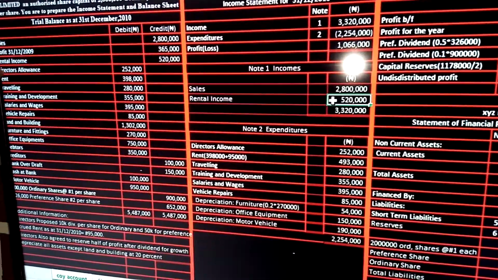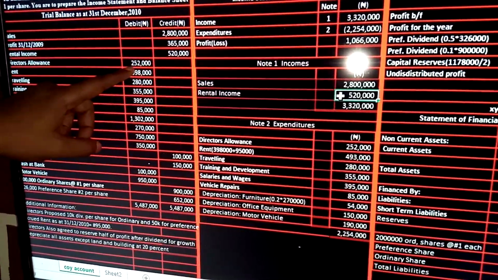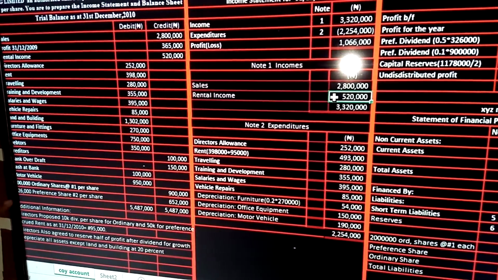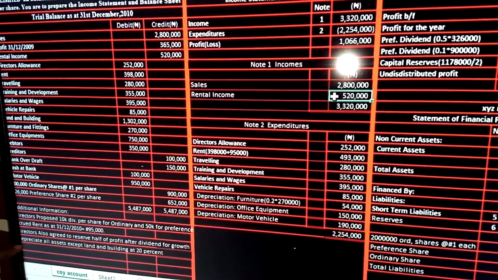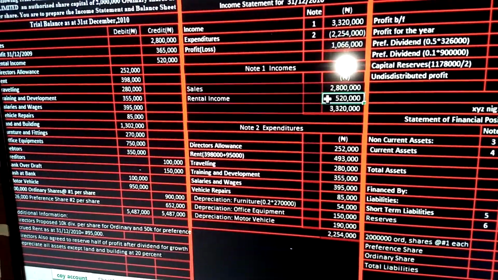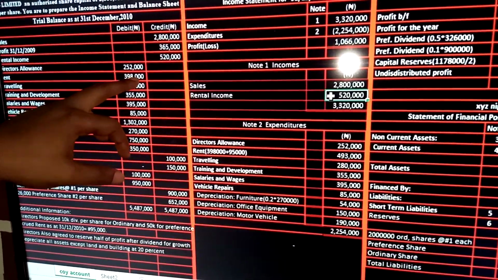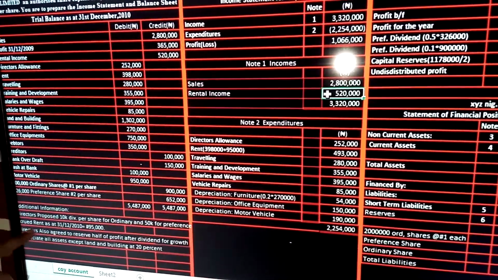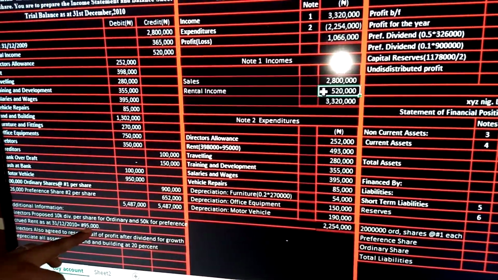The first one is director's allowance. Is there any information on director's allowance? We'll come to additional information. No information. So director's allowance is 252,000. The next one is rent, 398,000. Is there any information on rent? Yes. Accrued rent as at December 2010 is 95,000.